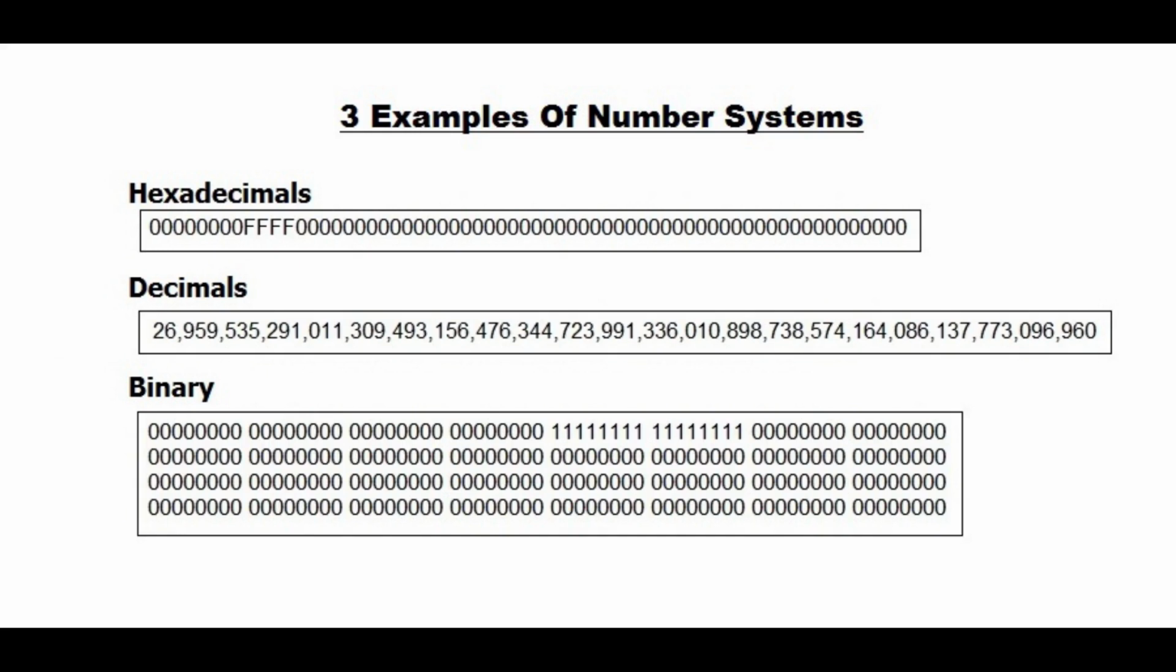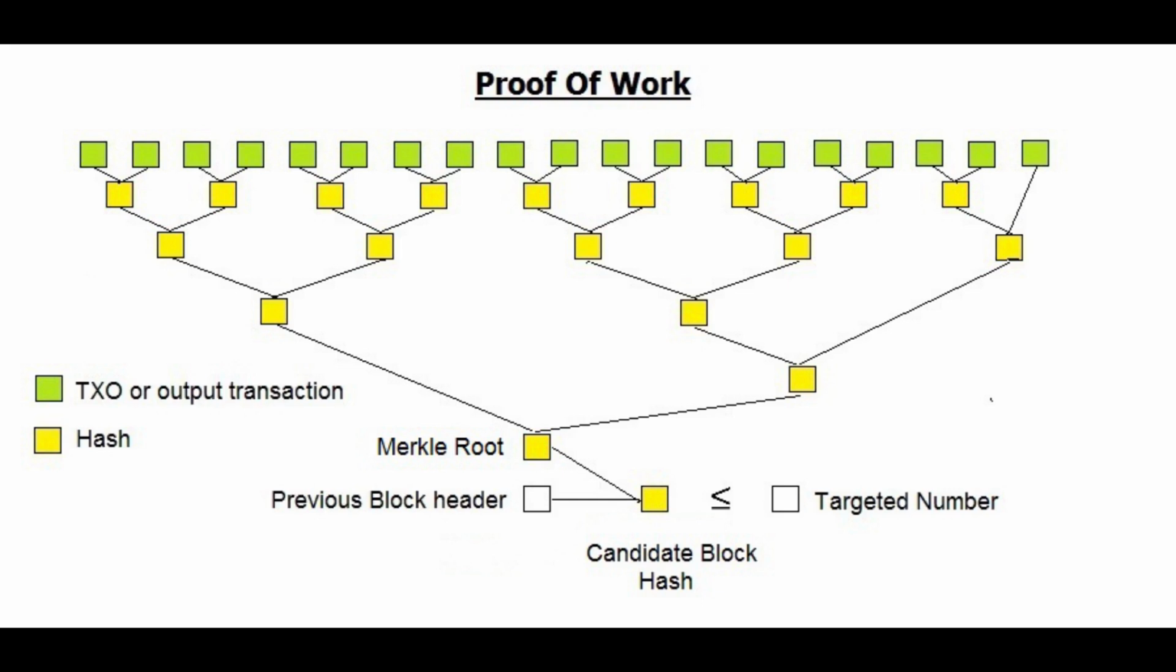Let's backtrack to Max and his candidate block. Now he has got his candidate block hash done. What is the probability of the hash value being equal to or less than the targeted number? It is practically impossible to hit the jackpot at one try. What he needs to do is to rework his hashing until he is lucky to get a correct hash.